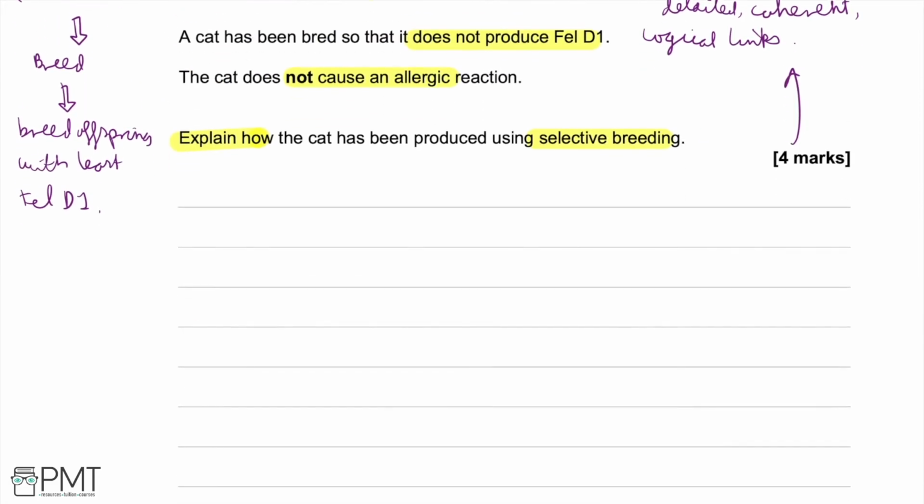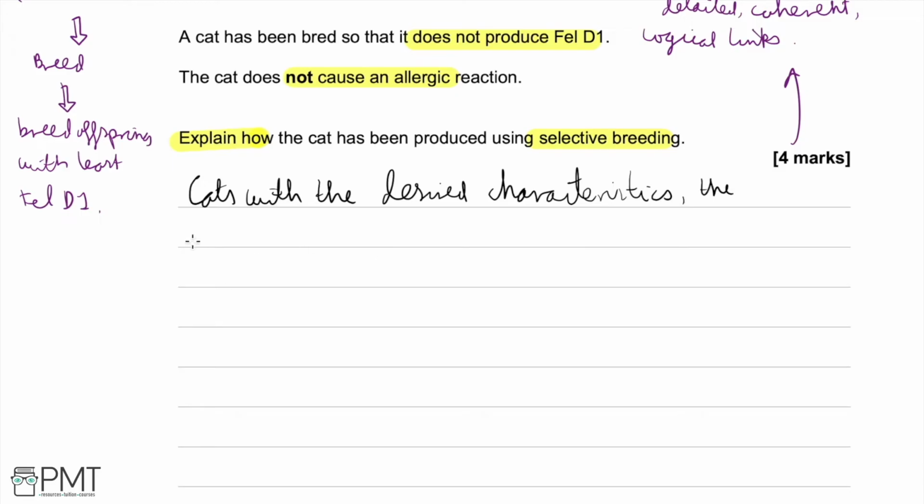So this is the process. And we need to explain how it happens. That is, describe what is done and also explain what is happening during these steps. Well, first of all, we're going to discuss what we've just mentioned. First of all, the cats with the desired characteristics, the lowest FeLD1, are chosen and allowed to breed.